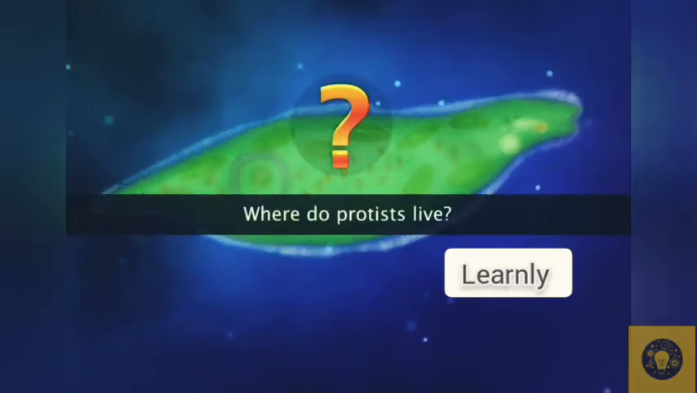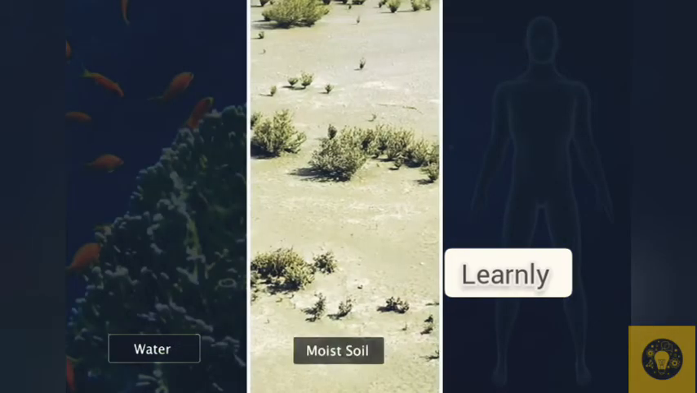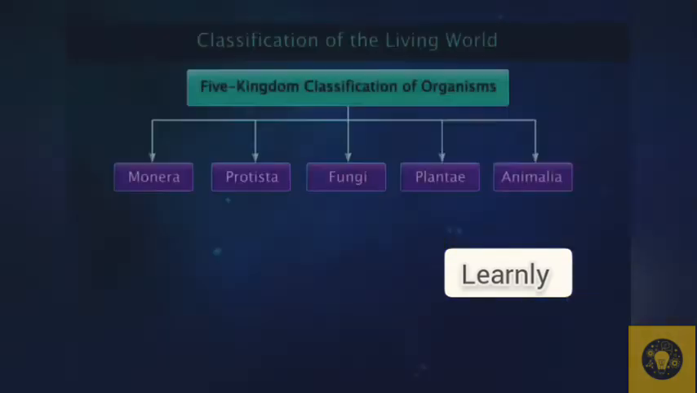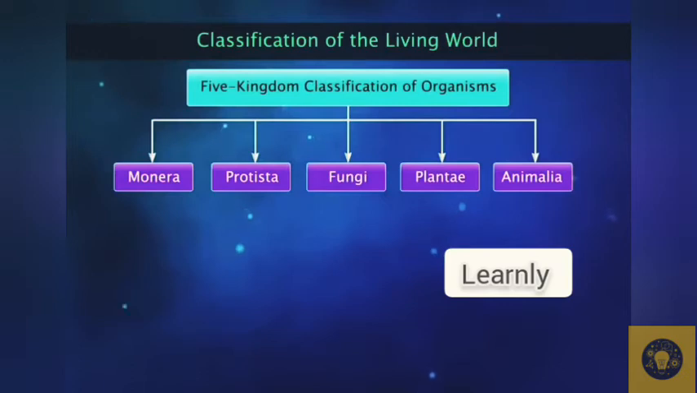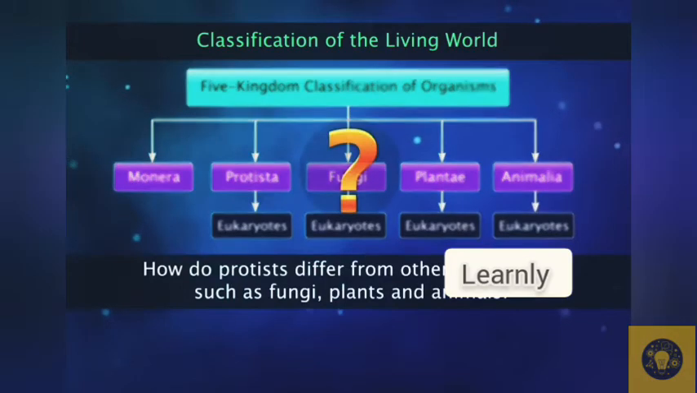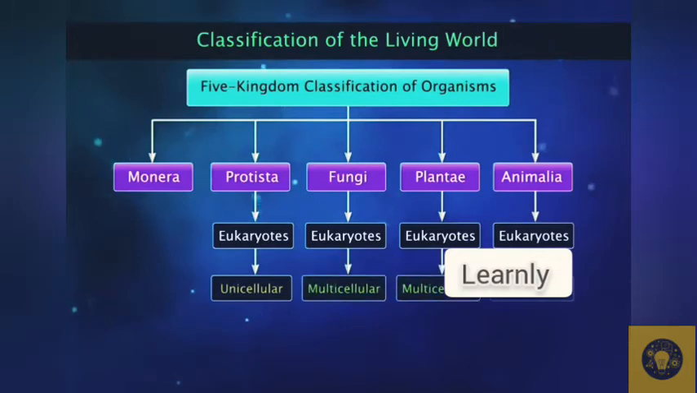Where do protists live? Protists thrive in water bodies, in moist soil, and within the human body. Let's go back to the classification of the living world. Protists are eukaryotes. Other higher living groups such as fungi, plants, and animals are eukaryotes too. How are the protists different from them? Most protists are unicellular and are thus different from the multicellular fungi, plants, and animals.